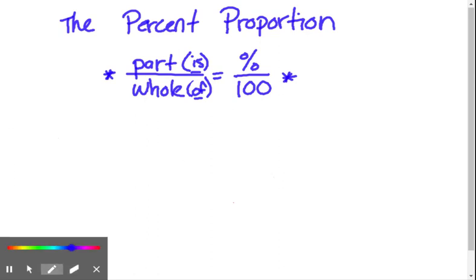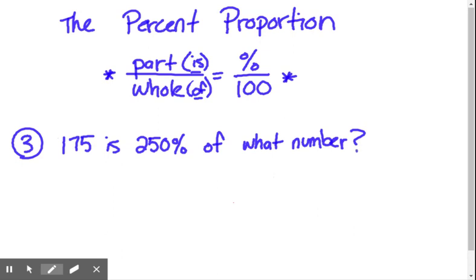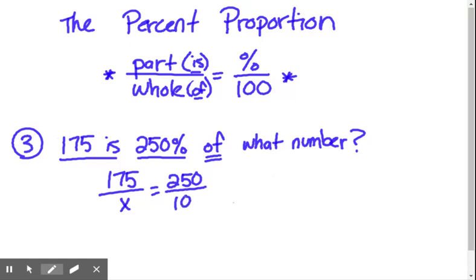All right, last one, number 3. 175 is 250% of what number? This will be our last one. Let's fill in our percent proportion. So I have 175 is, I have a 250%. I do not have an of here. So that is going to be what is missing. My whole is missing. So I'm going to have 175 over x equals 250 over 100.